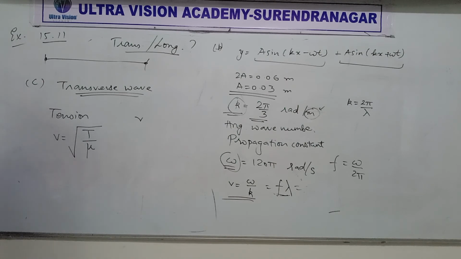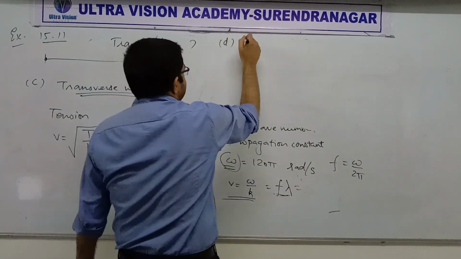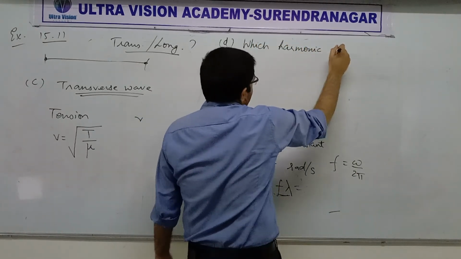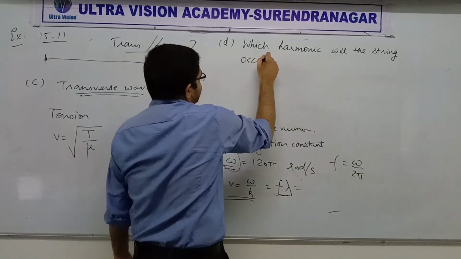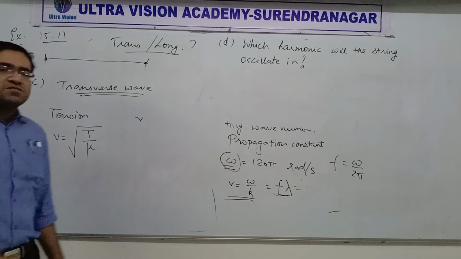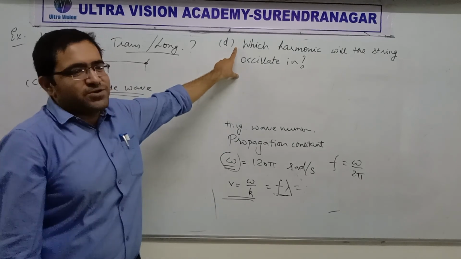So that's what we have for this C. Now I just want to add one more question to this, everyone. Don't go anywhere. Which harmonic will the string oscillate in? So you have to find the harmonic number. Given the information in the question, you have to find the harmonic number. That's your extra question related to this.